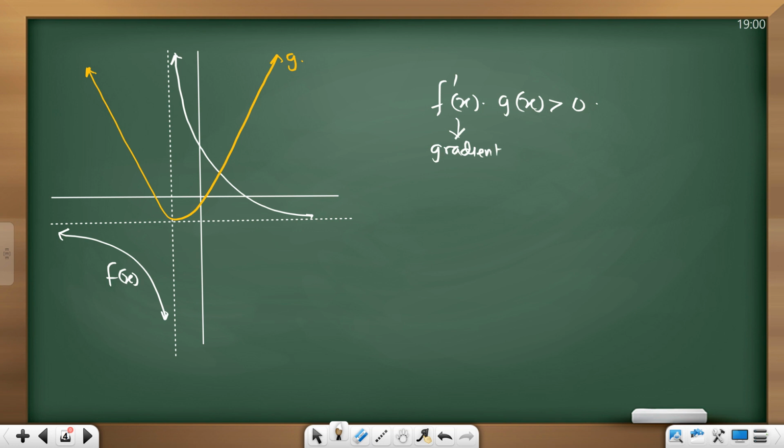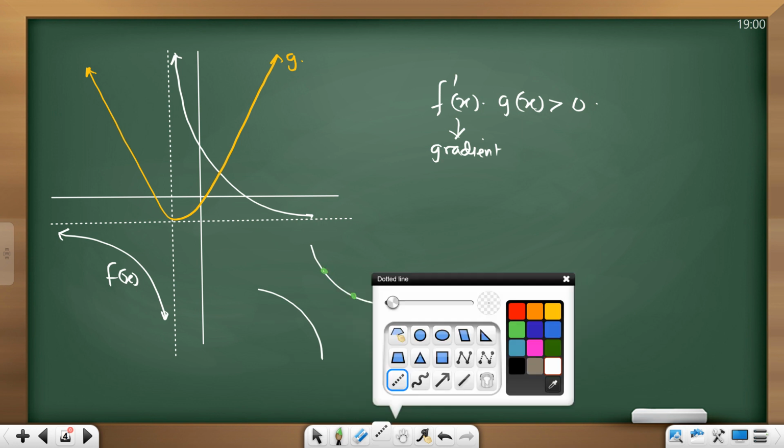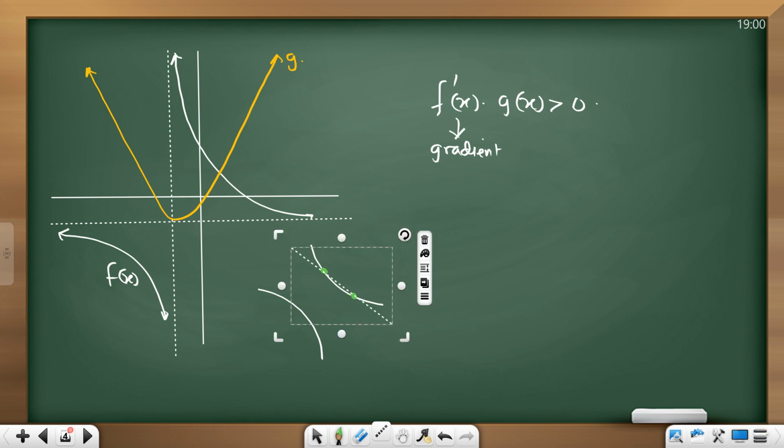Right? Now, gradient requires you to have 2 points. If I look at this hyperbola, check this hyperbola. If I want to find the gradient, I need a point there and I need a point there. Let's draw a line. What type of gradient is that? It's a negative. We are done with that one already.